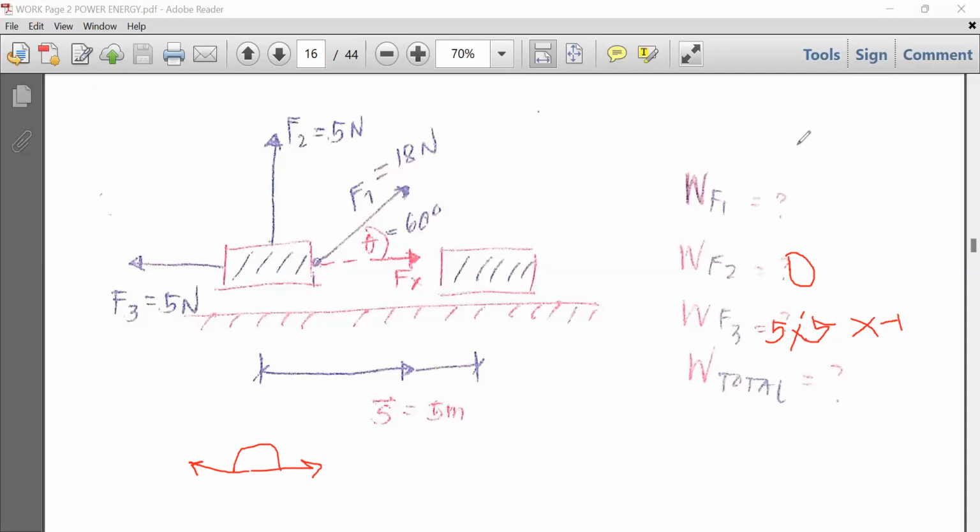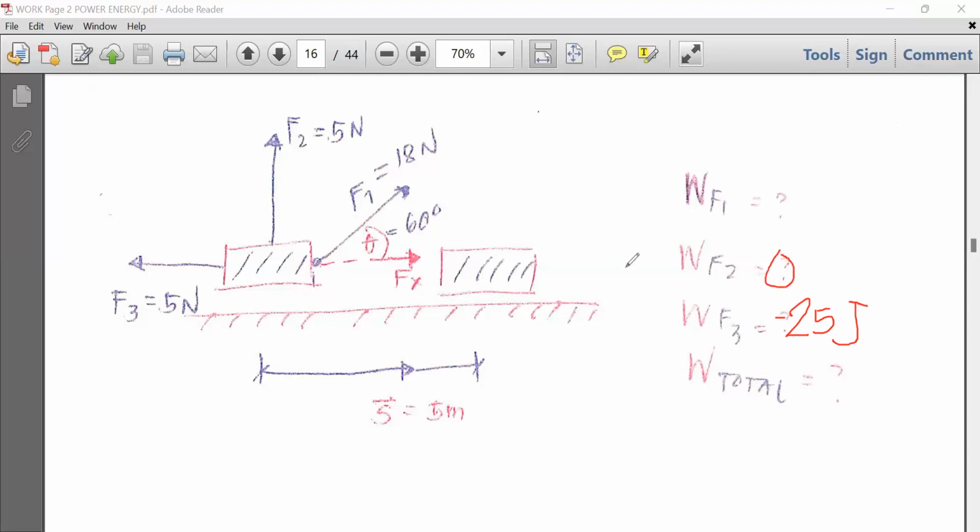That means the work done here is 25 joules, but it's negative work. Negative 25 joules. The negative came from cosine 180, which is -1. Okay, and then here 0.